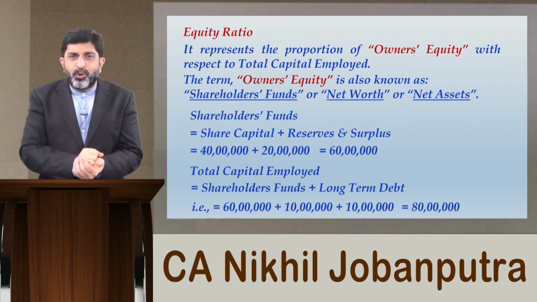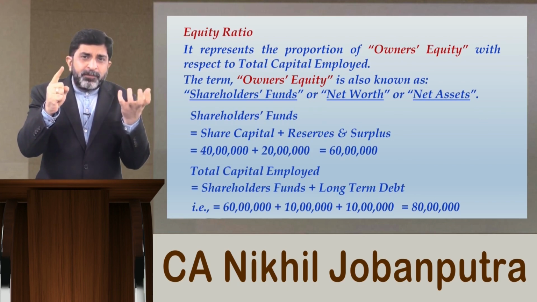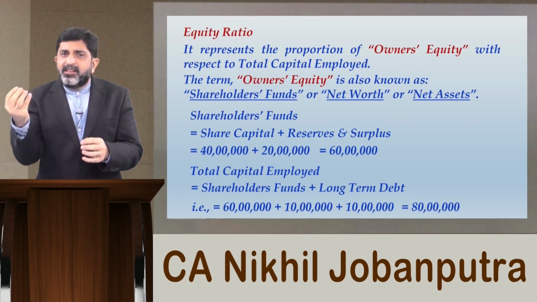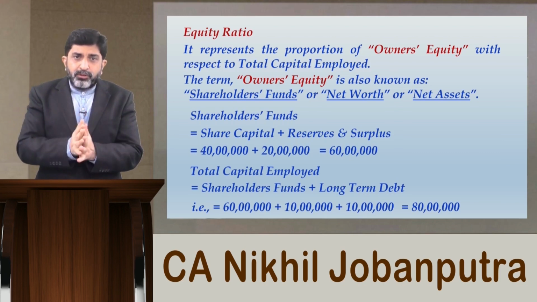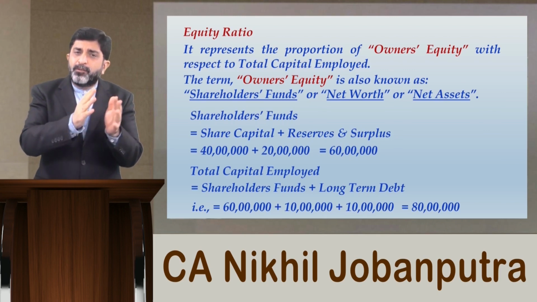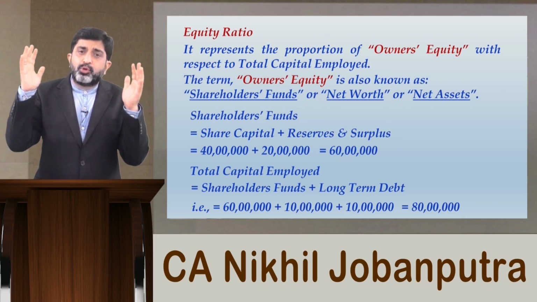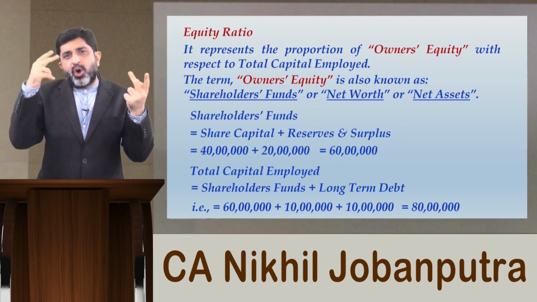It will give you 0.75. What does that mean? Out of every 1 rupee of capital employed, 75 paisa is contributed by shareholders and the remaining 25 paisa would be contributed by debt. So that is the significance of the equity ratio and debt ratio. The base over there is total capital employed. The numerator will be either equity or debt.